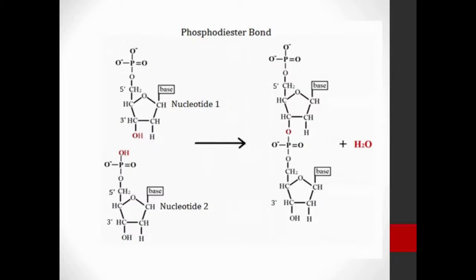Now the hydroxyl group at the 3' position of the first nucleotide will react with the OH group of the phosphate at the 5' position of the second nucleotide. As a result, a molecule of water will be eliminated and a phosphodiester bond will be formed between the 3' position of the first nucleotide and the 5' position of the second nucleotide.